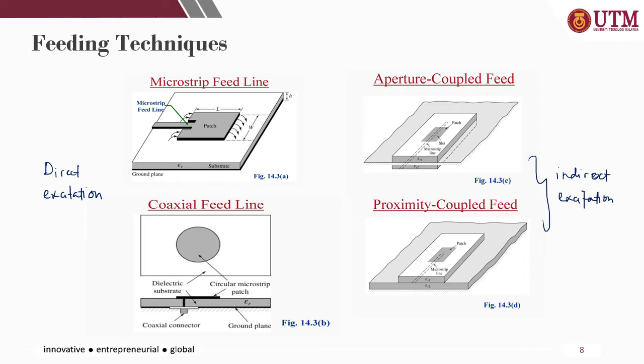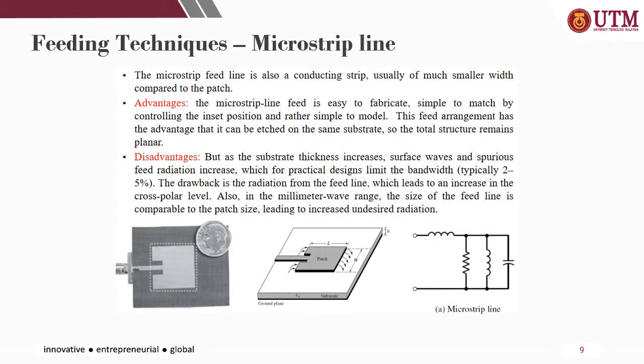Okay, in which using electromagnetic coupling or aperture coupling and a coplanar waveguide or proximity couple feed technique. So in indirect excitation, there's no direct metallic contact between the feed line and the patch. Okay, the next few slides summarize different feeding techniques, the configuration, advantages and disadvantages of each technique.